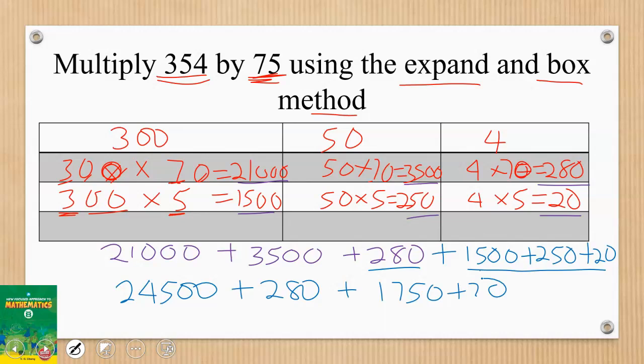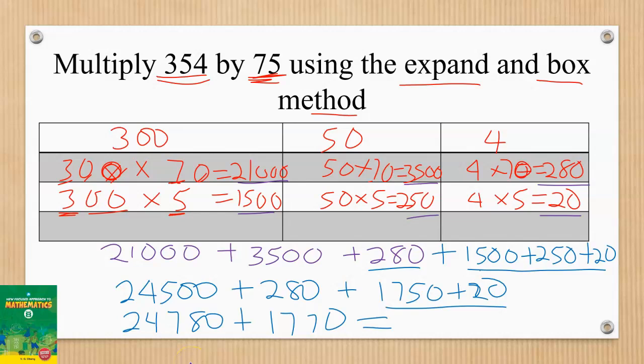Now when I'm to add this portion, I'm going to have it as 24,780 plus, here too I can add this easily as 1,770. Now putting these two together, if you do the addition correctly, you have 26,550. So that becomes the result for multiplying 354 and 75.